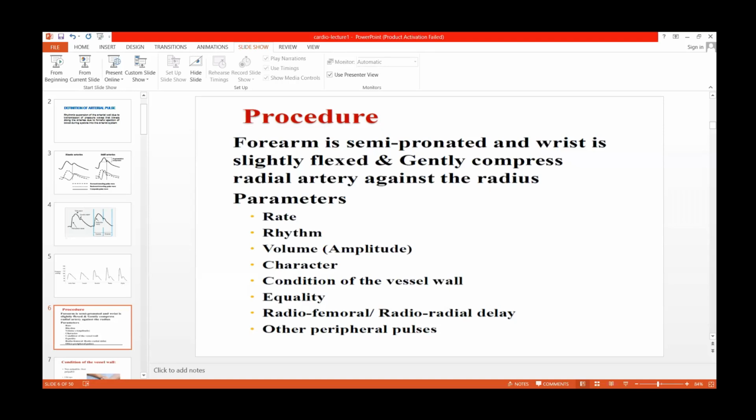Now, what are the points you have to look out for in pulse? Number one, it is rate. Next, rhythm. Third is volume. Fourth is character. Number five is condition of the vessel wall, and number six is equality, that is, whether there is radio-femoral or radio-radial delay, and whether all the peripheral pulses are palpable or not.